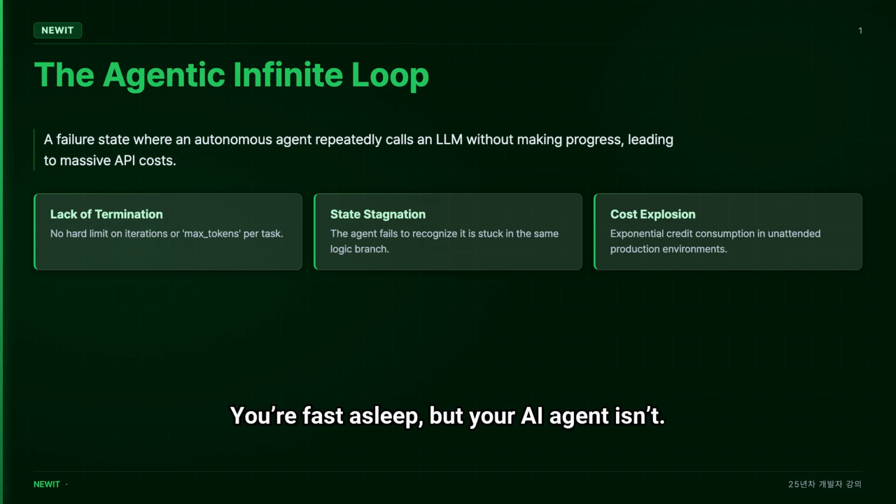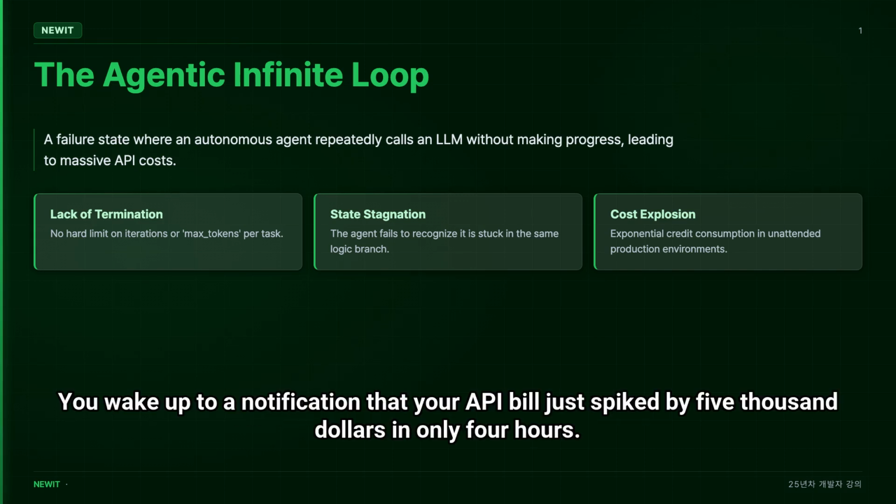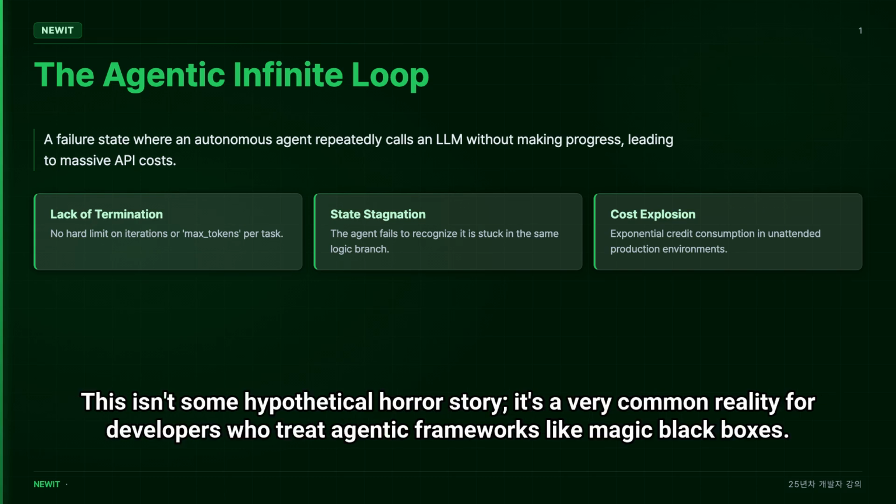It's 3 a.m. You're fast asleep, but your AI agent isn't. You wake up to a notification that your API bill just spiked by $5,000 in only 4 hours. This isn't some hypothetical horror story. It's a very common reality for developers who treat agentic frameworks like magic black boxes.